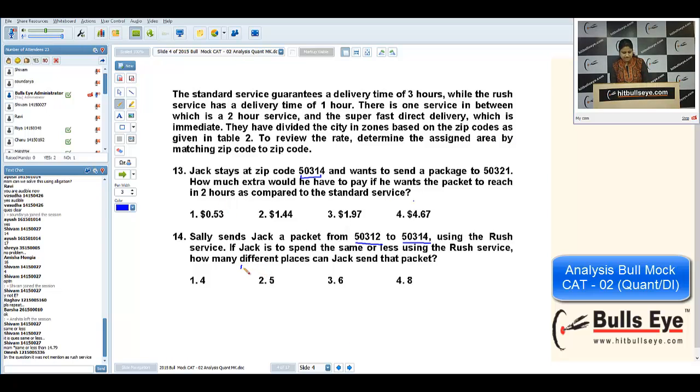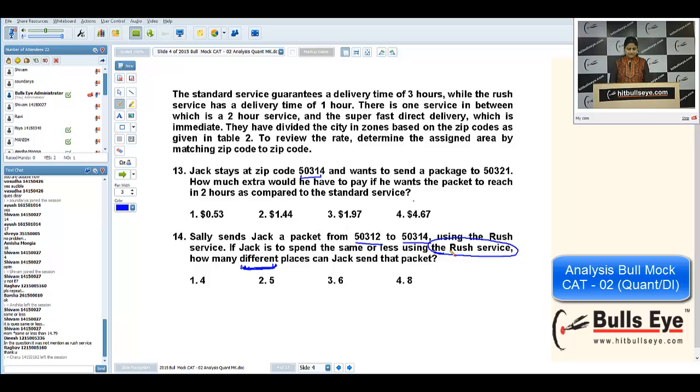See, in 14 we have different places. So we will not consider Jack's place. That's why. Dinesh, this is mentioned, less using the rush service. That's why we will consider only rush service. Shivam, is it okay with you now? See, we have the word different here. We cannot use Jack's place.